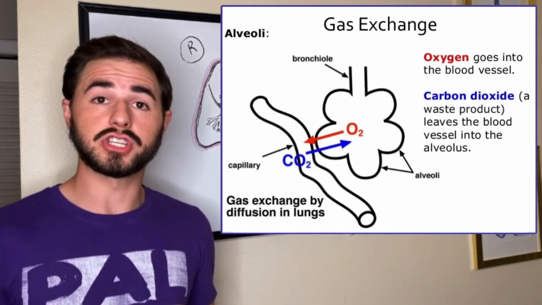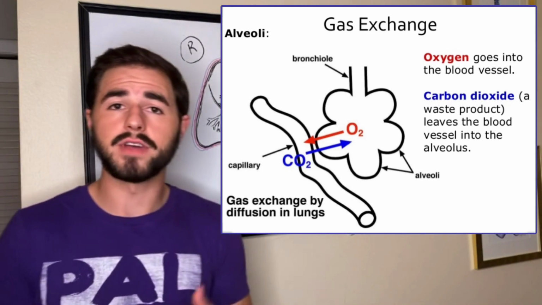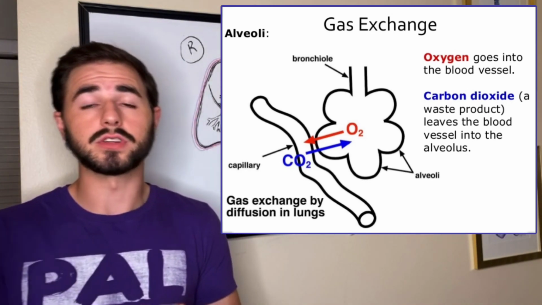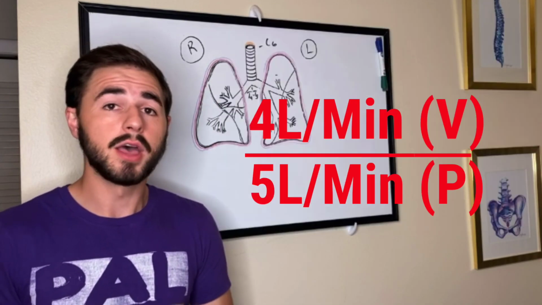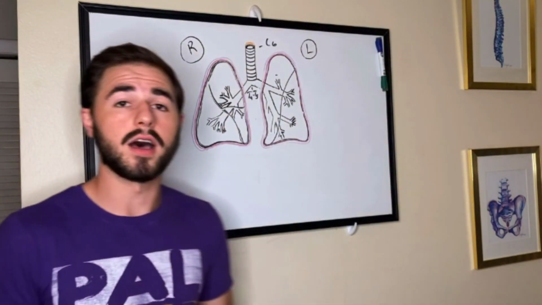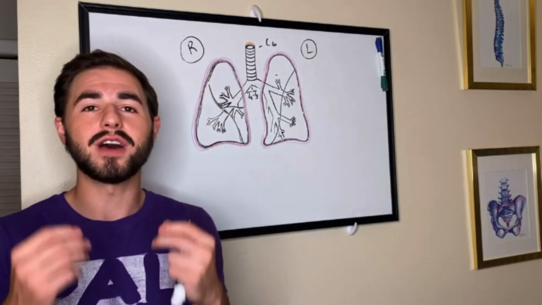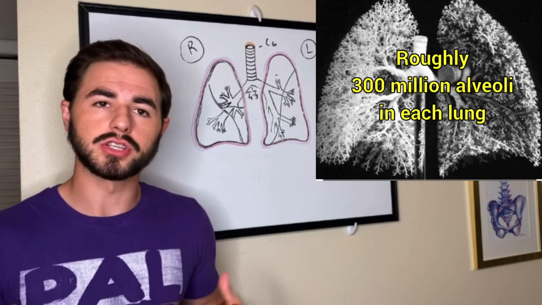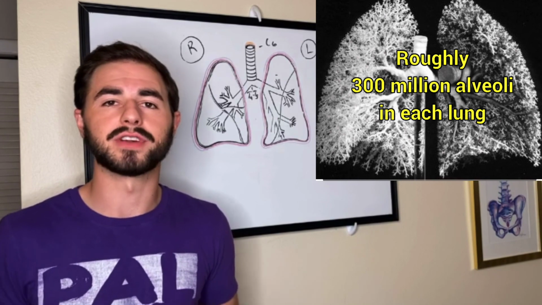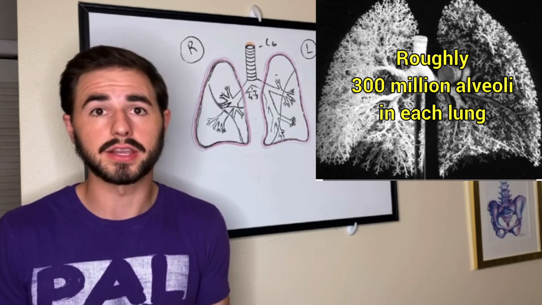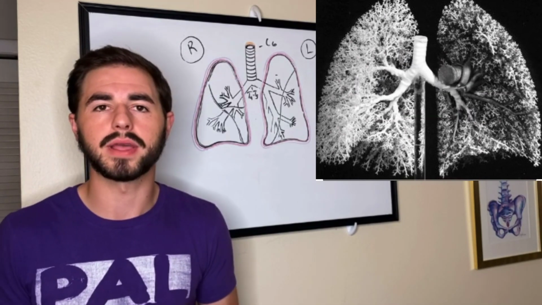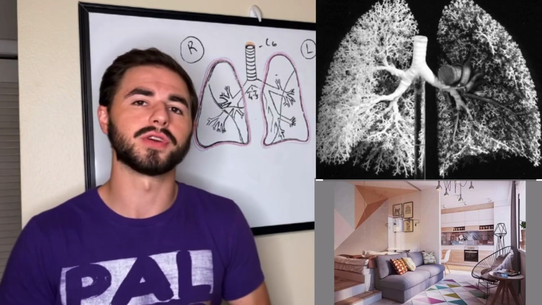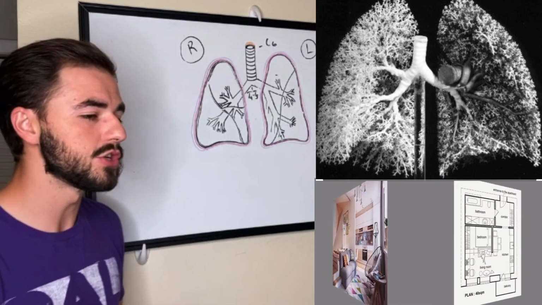Well, gas exchange. Not only do you have a ventilation to perfusion ratio of 4 to 5, but you also have enough room, about 40 square meters of surface area that your lungs create, to allow for gas exchange. If you don't know what that looks like, it's quite a lot. It's like a small apartment. So that's a lot of work for your lungs to do.